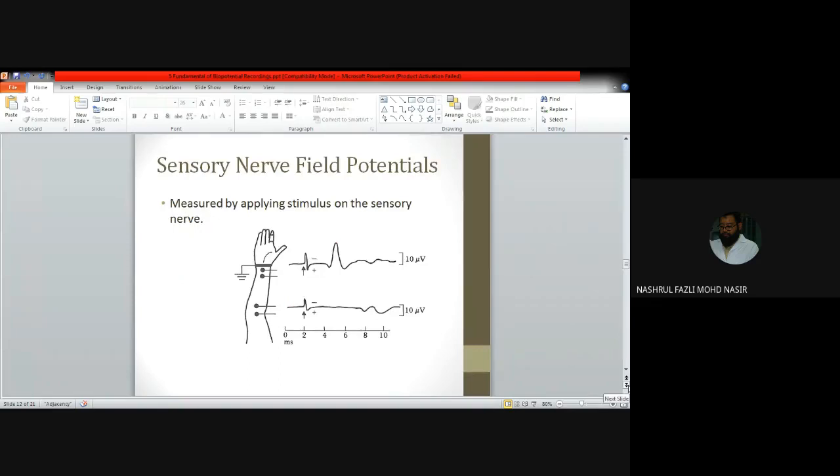Let's go to slide number 12. For the sensory nerve field potentials, we measure by applying a stimulus on the sensory nerve. You have a cuff there, you put your electrode, and this is the difference between your source from here and your source here. So you can see there's a peak there.